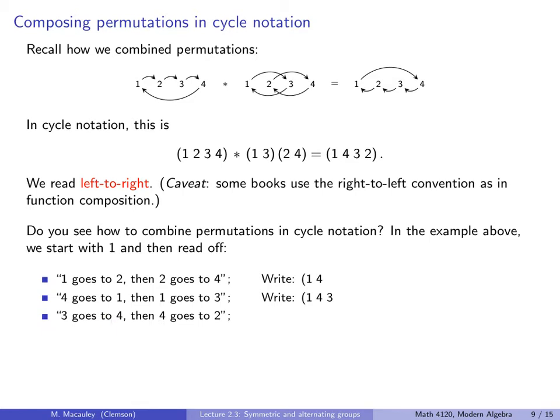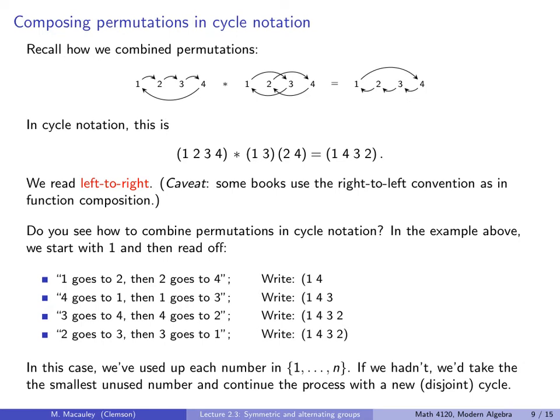3 goes to 4, then 4 goes to 2. So we add a 2. 2 goes to 3, and 3 goes to 1. So we close this off. Now we would expect that 2 has to go to 1, unless we make a mistake. So in this case, we've used up each number from 1 up to n, where n is equal to 4. If we hadn't, then we would take the smallest unused number. Well, it doesn't have to be the smallest, but I like to stick with the smallest, and continue the process with a new disjoint cycle.